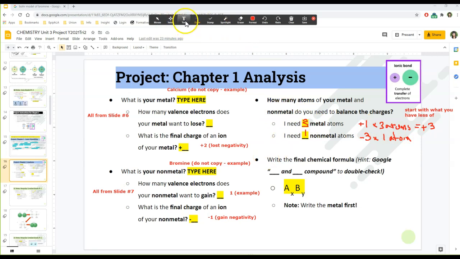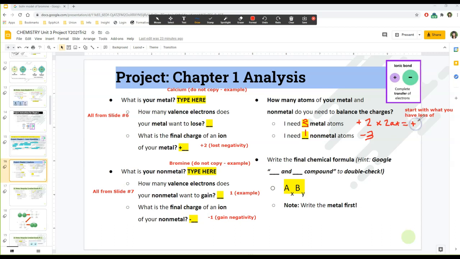And then let's go ahead and try one more example. This is probably the hardest. If for some reason you have a 2 and a 3 charge, so let's say we have a +2 charge and a -3 charge, and if yours is the opposite, it's still the same process. Start with what you have less of. So I would multiply this by 2 atoms, okay? And that would give me a charge of +4.